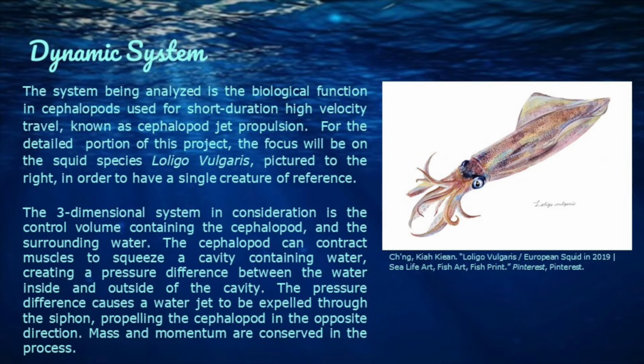Using muscle contraction to manipulate the volume of the passages, a pressure difference is created to increase the velocity of the water jet, which propels the cephalopod forward. Mass and momentum are conserved in the process. The system is three-dimensional.